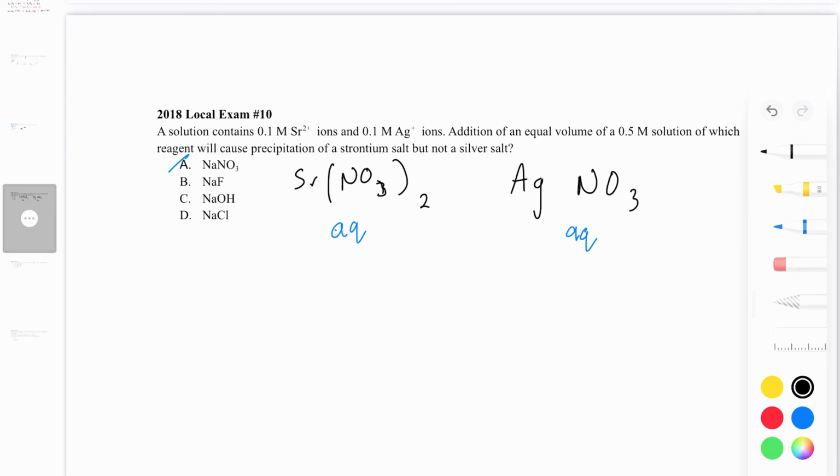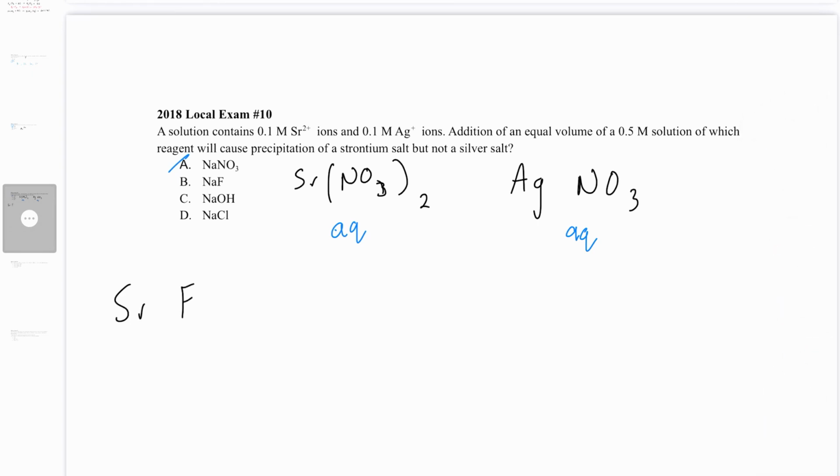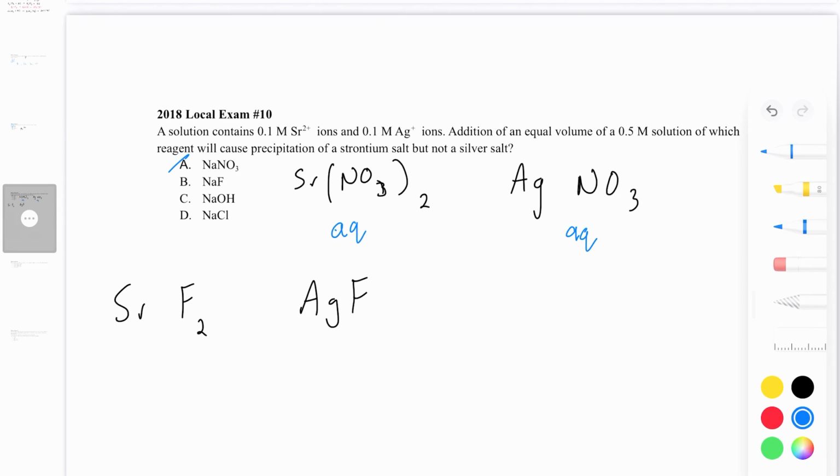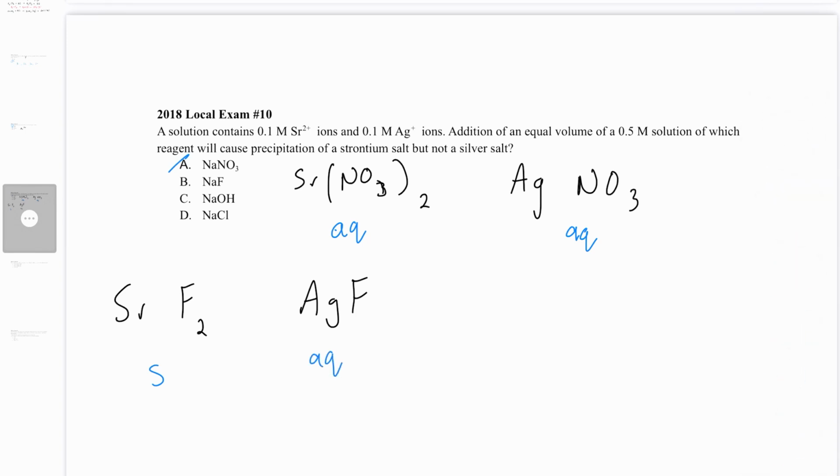So we have strontium pairing up with the anion, which is the fluoride. So you have SrF2, and you also have AgF, silver fluoride. The thing about strontium fluoride is that it is insoluble. It's actually a solid, but silver fluoride is soluble. It is aqueous. So that matches the requirements of our question. So that tells us that B is the answer.